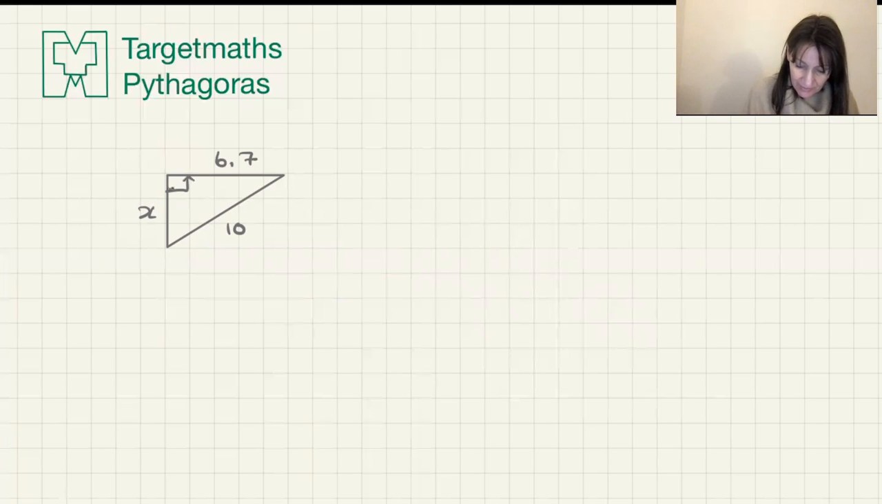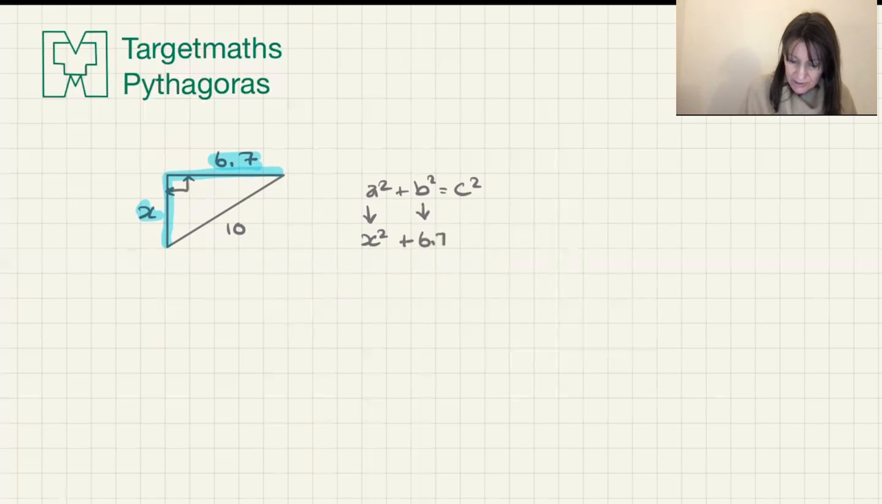Okay, so I have these edges, which has an x and a number. So I've got a squared plus b squared equals c squared. I've got a letter, so that's going in first. Like I say, you don't have to. It's just my habit. I like it in that order. I've got 6.7 for b, and my c is 10. So that'll be 10 squared. Now I can do some of the maths that's going on there. So I've got x squared plus 44.89 equaling 100.